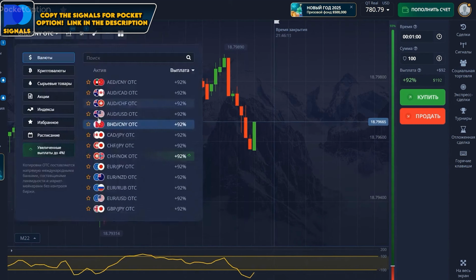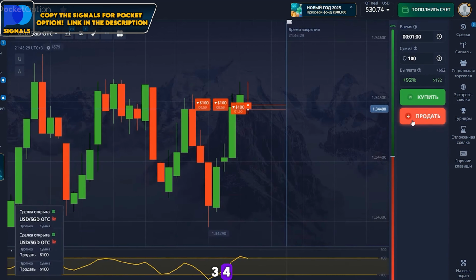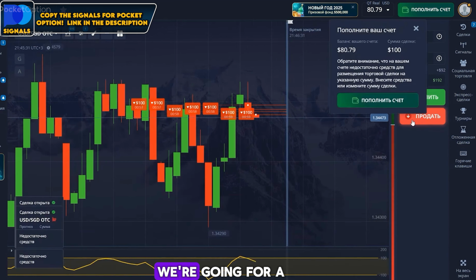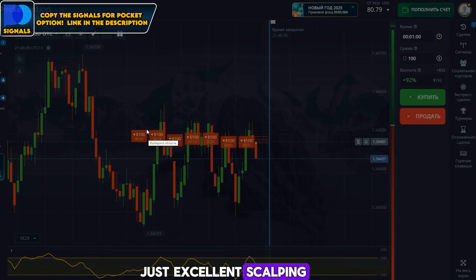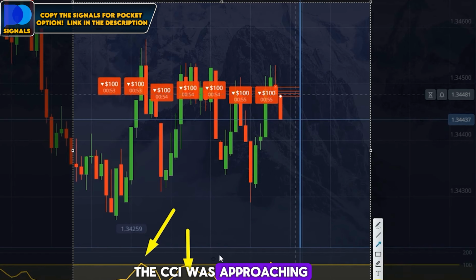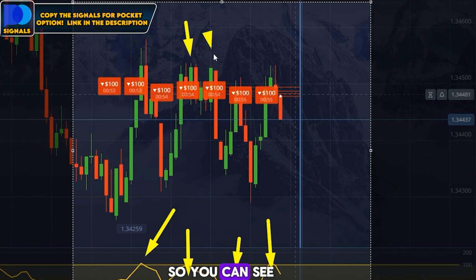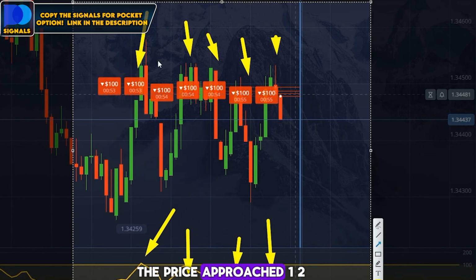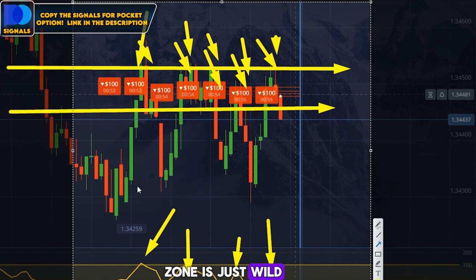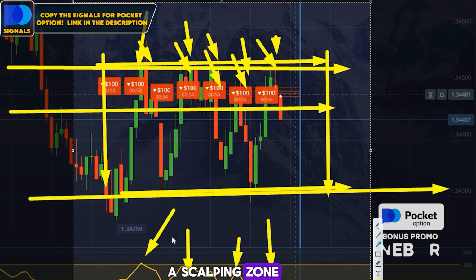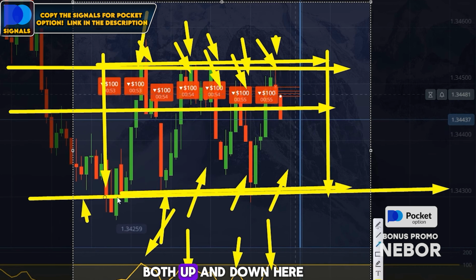Situation is nice. So 1, 2, 3, 4. That's it. All in. We're going for a down trade. Jumping in sharply here. Just excellent scalping. The CCI was approaching but didn't quite reach it, so you can see how clear it is. The price approached 5 times. This trading zone is just wild, and overall this is a scalping zone. You could have worked both up and down here, so the situation is really nice right now.